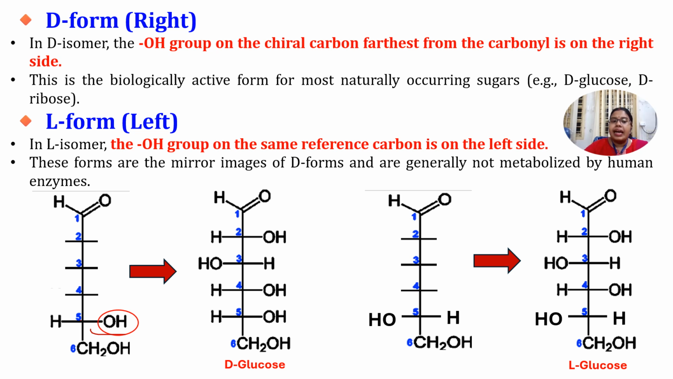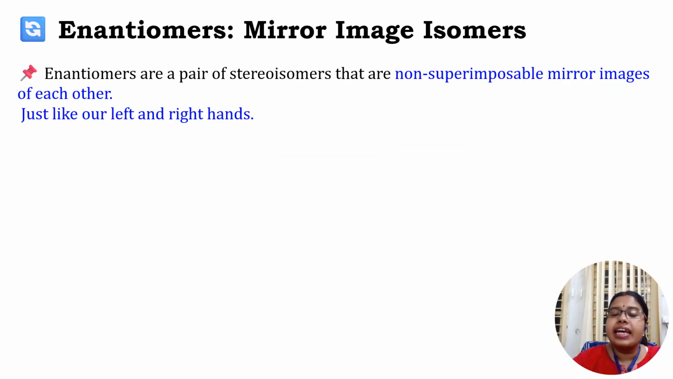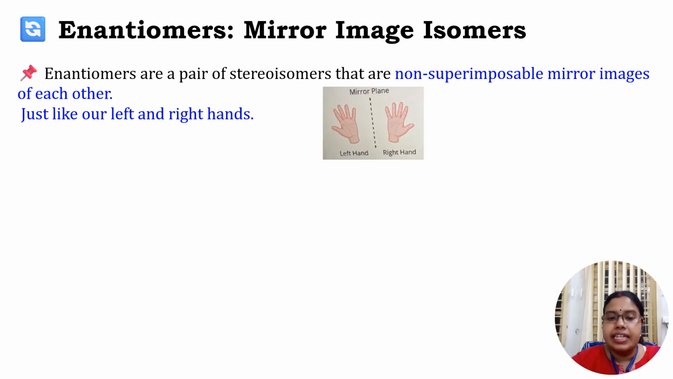So the D form is the biologically active form for most naturally occurring sugars, and the L form is actually the mirror image of the D form and generally not metabolized by human enzymes. Then what is an enantiomer? Enantiomer means the mirror image isomers. Enantiomers are a pair of stereoisomers that are non-superimposable mirror images of each other, just like our left and right hand.